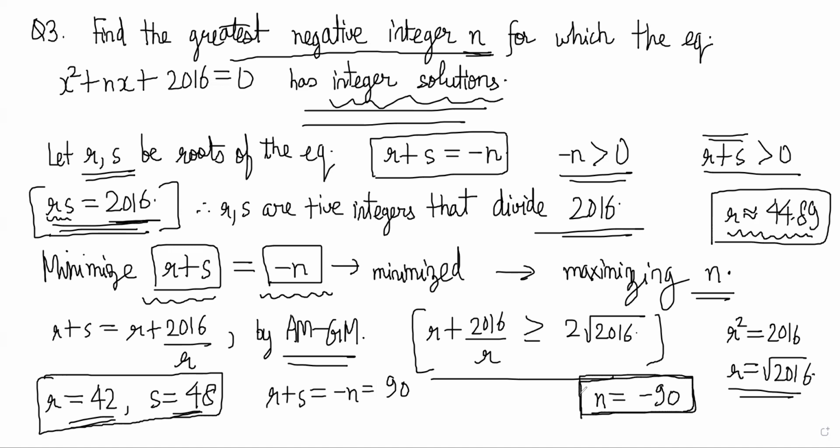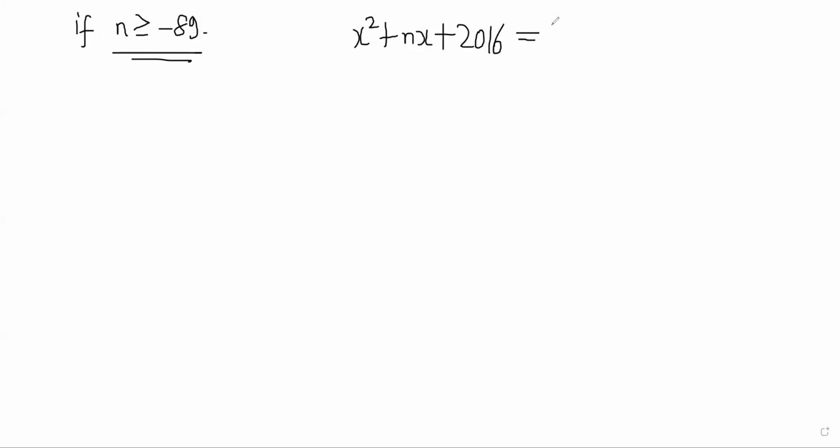We are saying the greatest negative integer n is coming out to be minus 90 because these are the closest integers that minimize the value of R plus S and also are factors of 2016. Now, if you don't believe this, you can also check one thing. You can say, if n is greater than or equal to minus 89, right? Let's see what happens. In that case, the quadratic x squared plus nx plus 2016 equals 0.